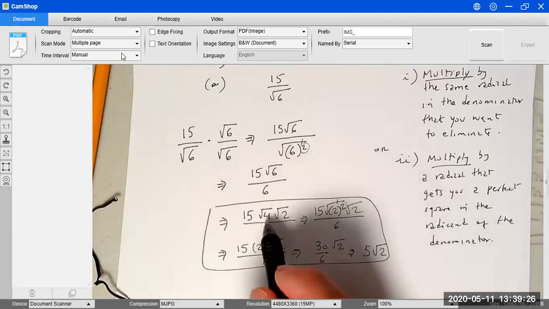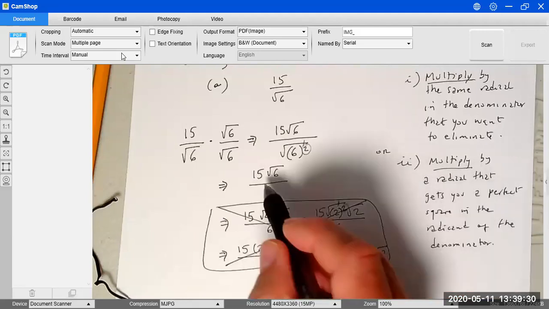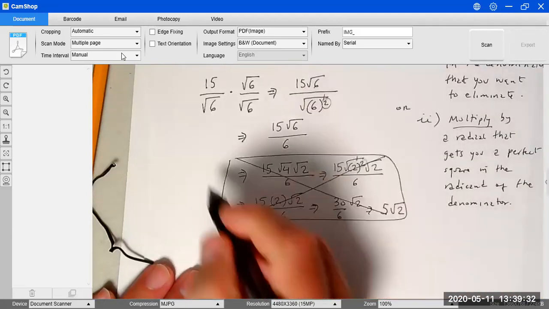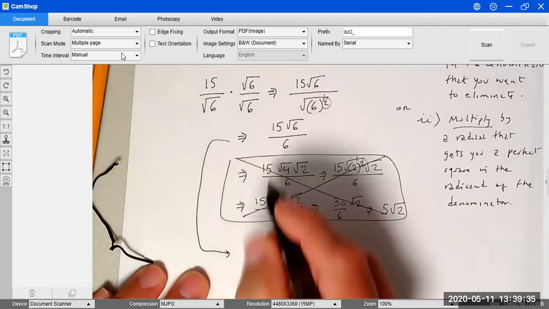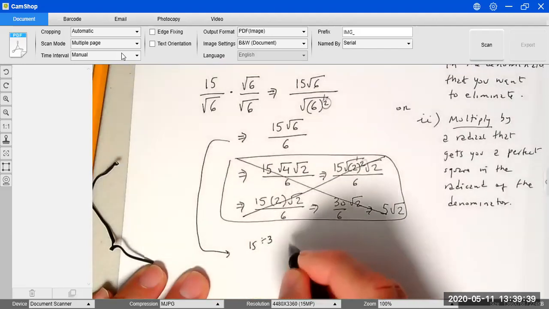Why? Because 4 times 2 is not 6. So this part is not correct. I only needed to simplify the fraction. So I have 15. We're going to divide 15 by 3.